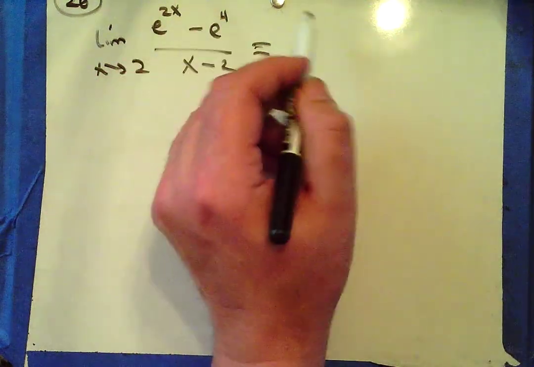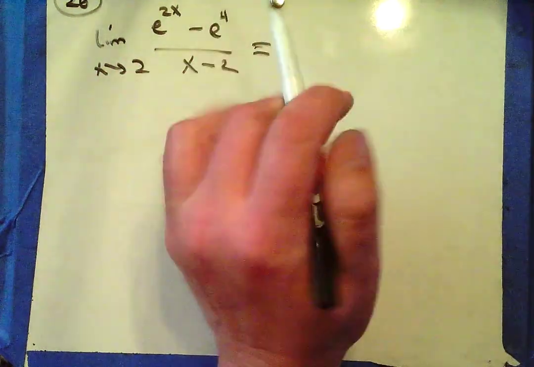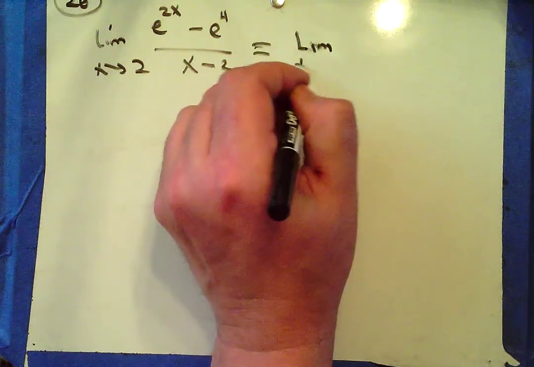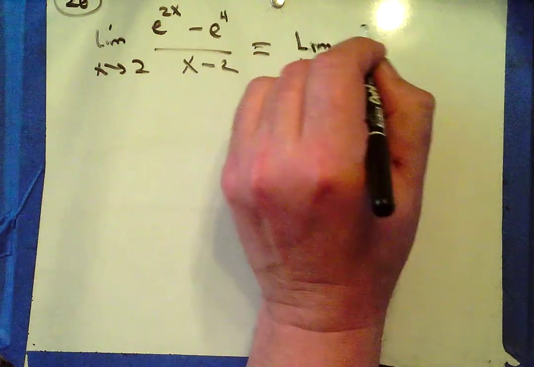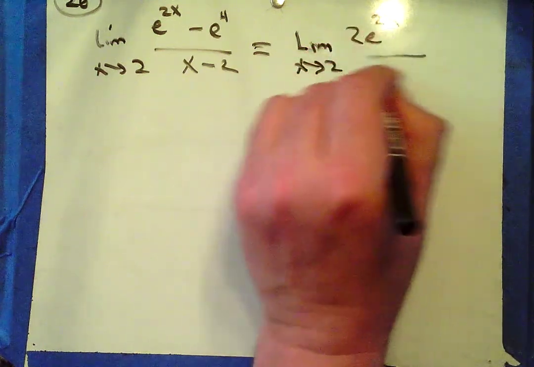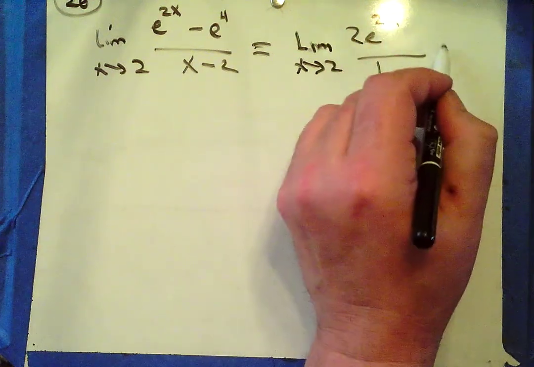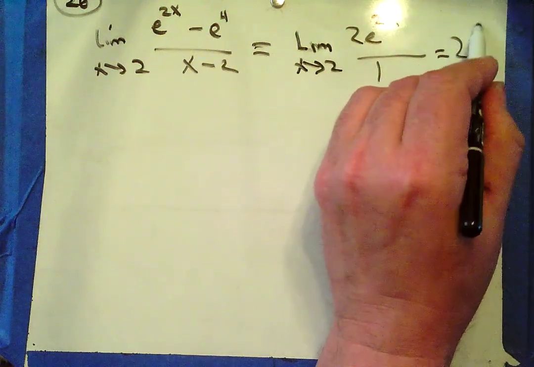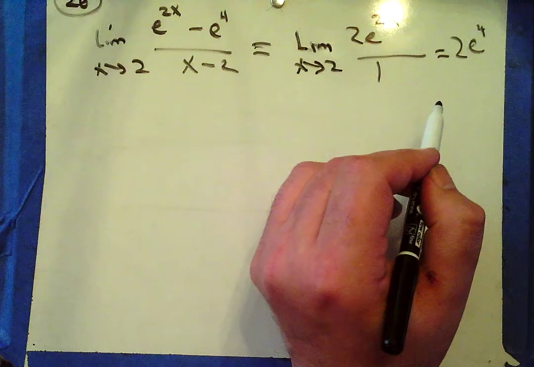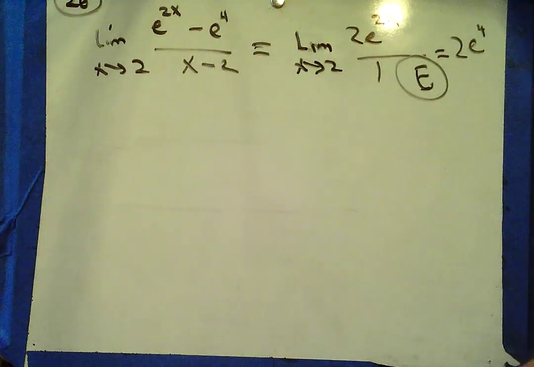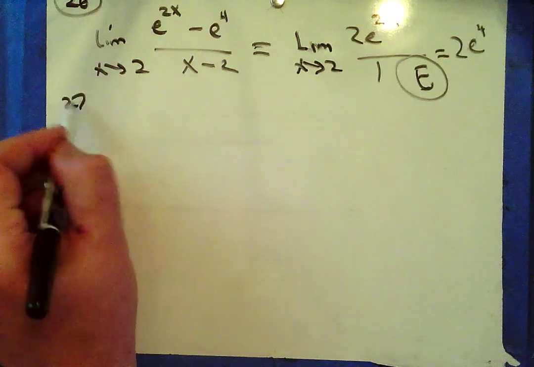The derivative up top is 2. Oh, don't forget the limit. The limit as x approaches 2 of 2 e to the 2x, and the derivative on the bottom is 1. If I plug in my 2 now, I get 2 e to the 4th. 2 e to the 4th is choice E. Choice E for number 26.